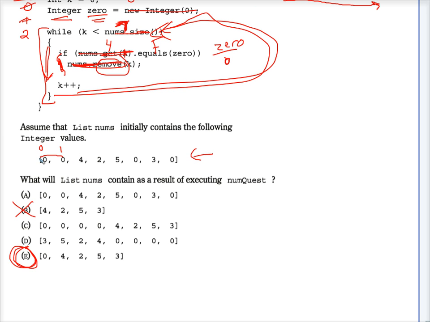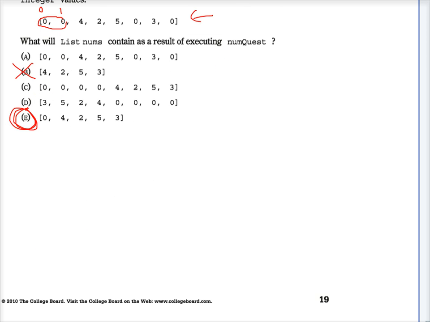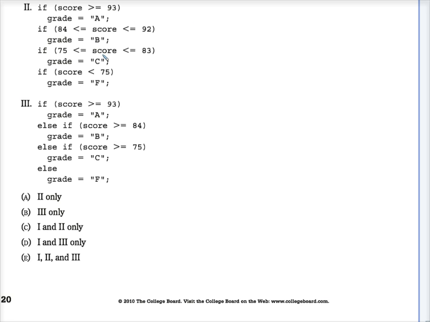Because these two zeros were next to each other, and because the k++ is sort of bad code, it skips over this 0 right here. This never gets removed. Moving on now to the next page of this practice exam.